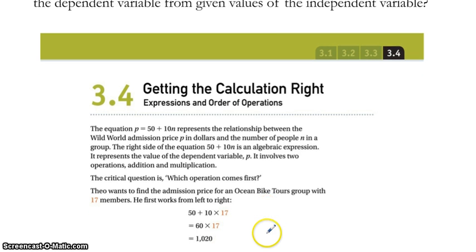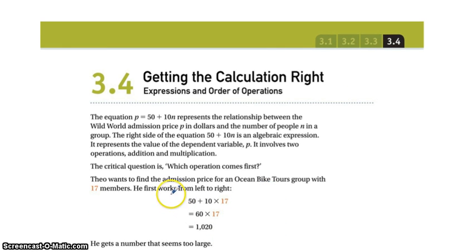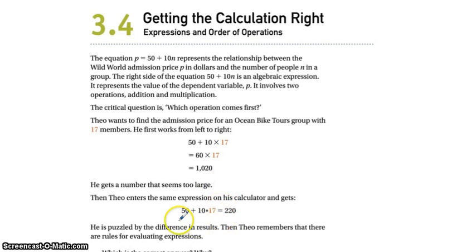So we are going to take a look at how Theo solves the problem. He solves it from left to right, 50 plus 10 times 17 for 17 members. He adds first, gets 60 times 17, and he says that for 17 people, it's going to be 1,020. He gets a number that seems too large. So then he uses the calculator, 50 plus 10 times 17, and it equals 220. He's puzzled by the difference in the results. And then he remembers that there are rules, and those rules are called the order of operations.